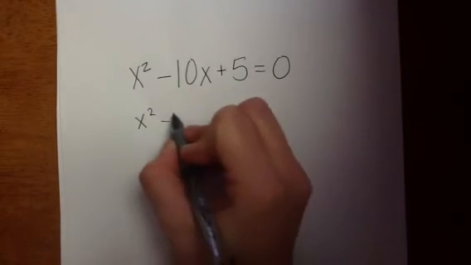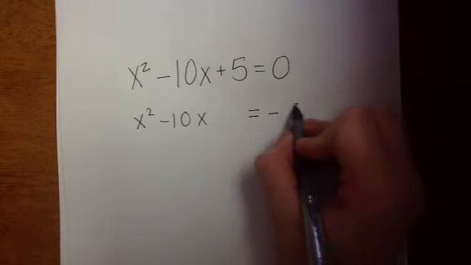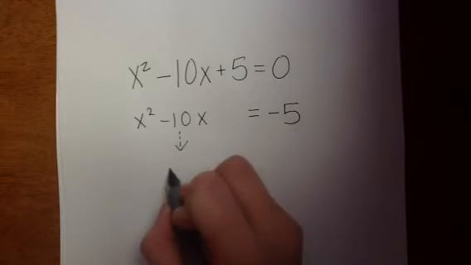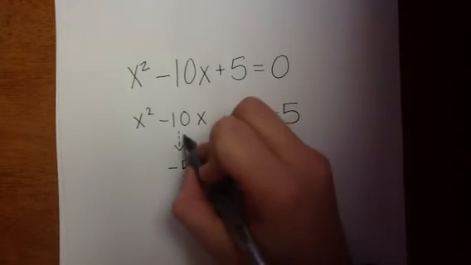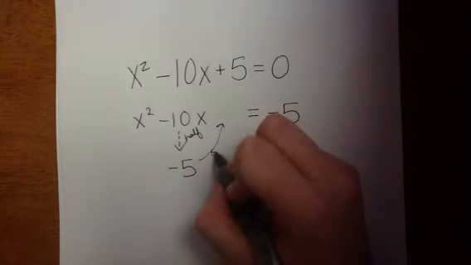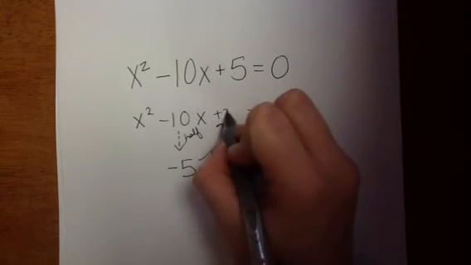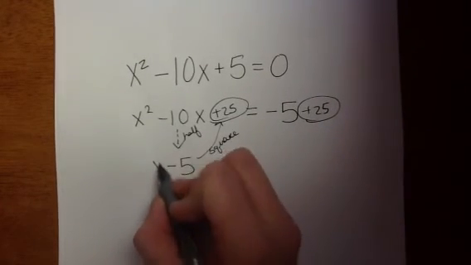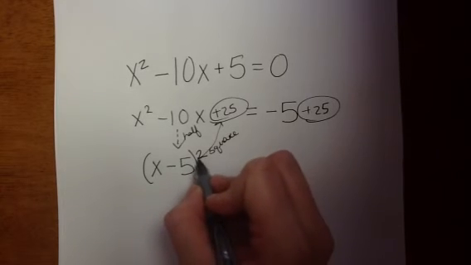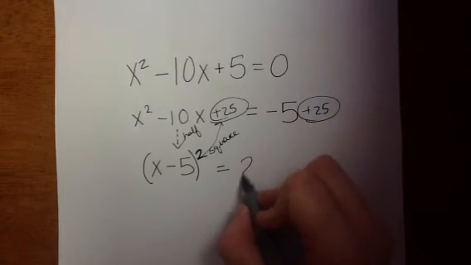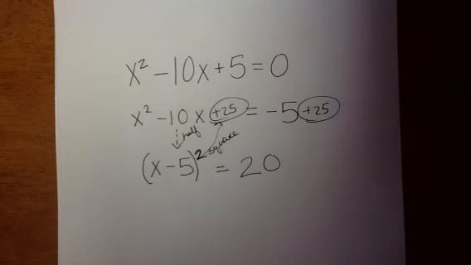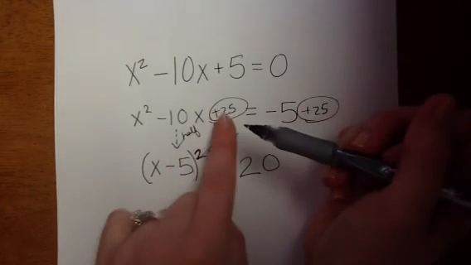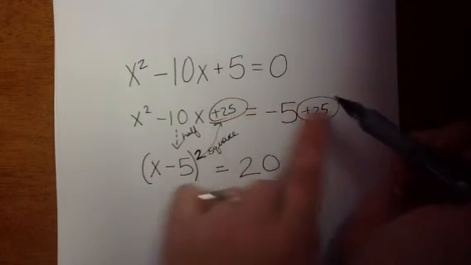You would take the 5 and move it to the other side by subtraction. You would take the negative 10, half of that is negative 5. Then you would square it. Negative 5 squared is 25, and that's what ends up on both sides. So we have x minus 5 quantity squared equals a positive 20. Half of negative 10, negative 5, the sign matters. Negative 5 squared is positive 25, positive 25.